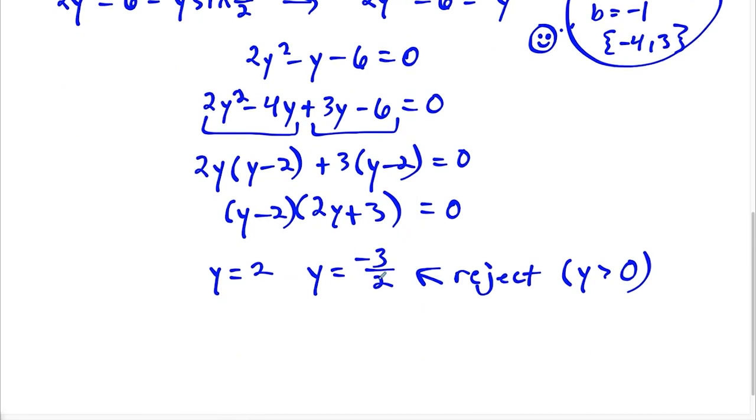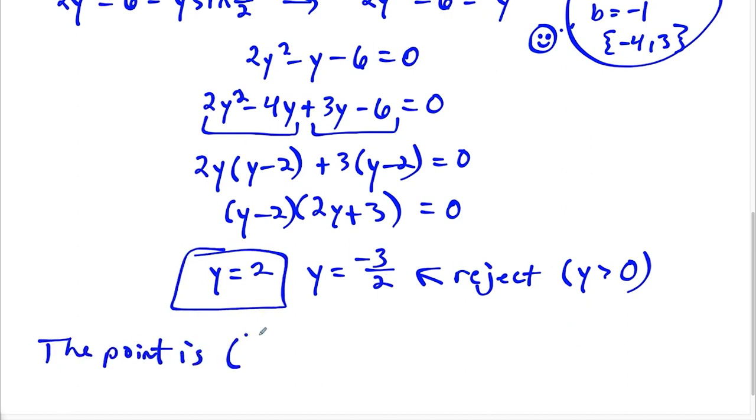The y value that we're going to go with is y equals 2. So we could say the point is pi over 2, comma 2. So here's our solution to part C.